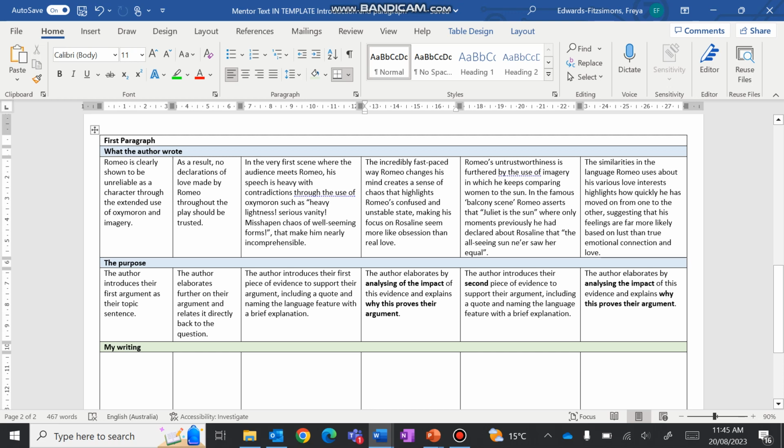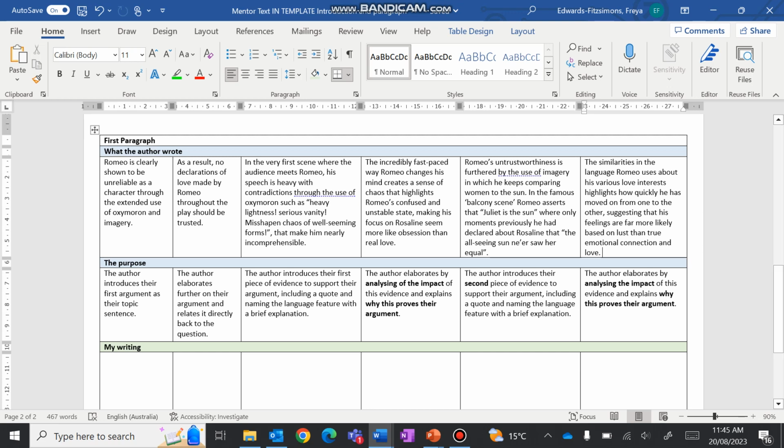I've just tried to use multiple elaborations, and if you wanted to get this deep, you could look at the connectives with students. Things like furthered mean that I'm trying to build on that argument. So Romeo's untrustworthiness is furthered by the use of imagery in which he keeps comparing women to the sun. In the famous balcony scene, Romeo asserts that Juliet is the sun where only moments previously he had declared about Rosalind that the all-seeing sun never saw her equal. The similarities in language Romeo uses around his various love interests highlights how quickly he's moved on from one to the other, suggesting that his feelings are far more likely based on lust than true emotional connection and love.